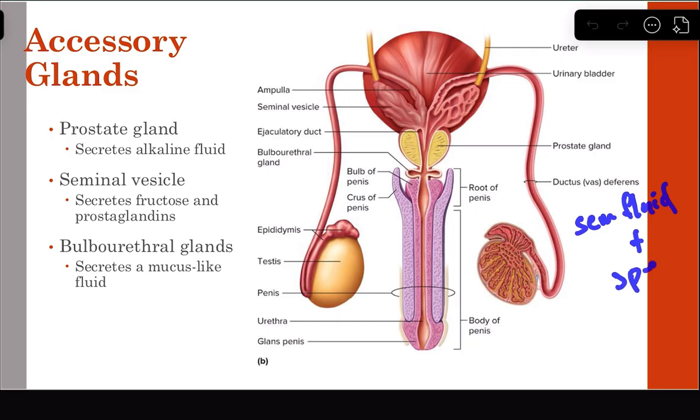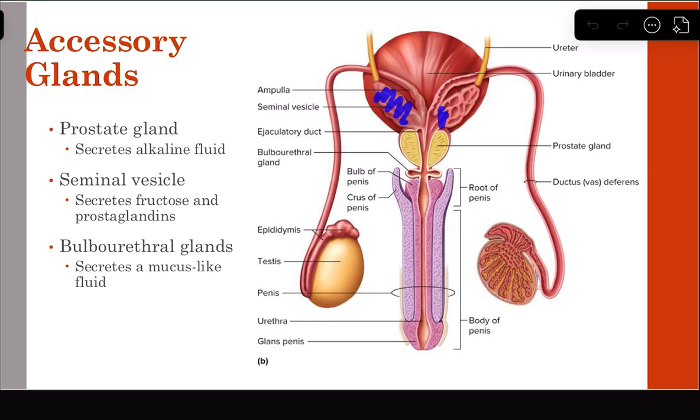Okay, so semen consists of sperm and seminal fluid, and this seminal fluid is usually going to be overall pretty alkaline, a higher pH, and that's going to be important to help buffer the sperm against the relatively acidic environment of the female vagina. And the prostate gland is going to be mainly responsible for the secretion of that alkaline fluid. The seminal vesicles are more so responsible for secreting fructose and prostaglandins.